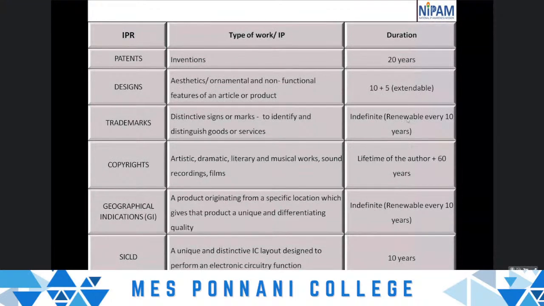Trademarks, the term is indefinite. It is initially registrable for 10 years, however, it can be extended indefinitely. Similarly, GI is also initially for 10 years, but it can be renewed for an indefinite period of time. Copyright, the lifetime of the author plus 60 years. And SICLD for unique and distinctive IC layouts, and the term is 10 years.